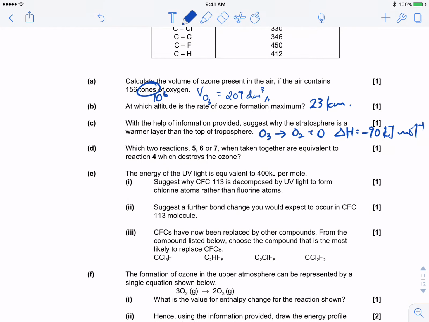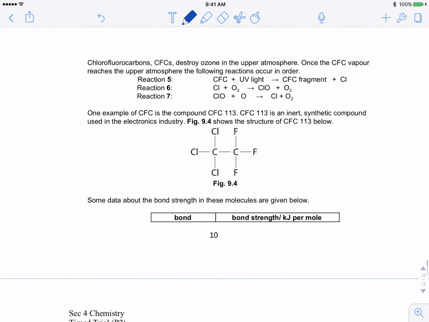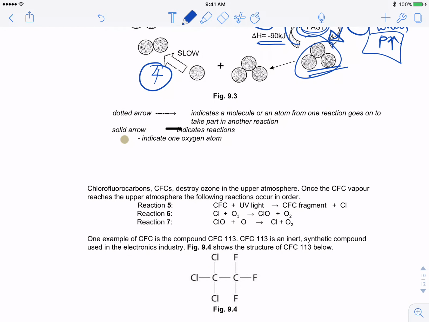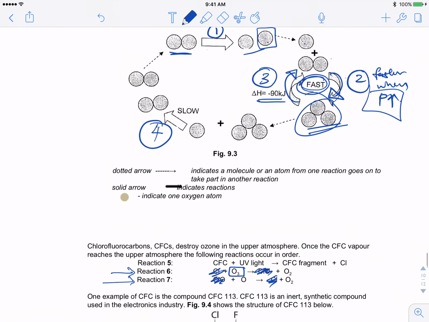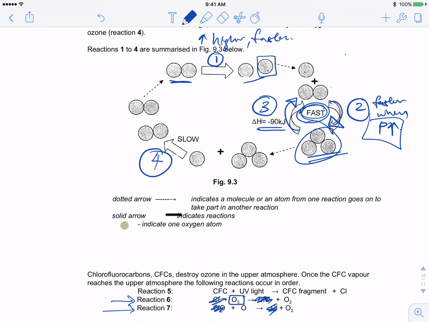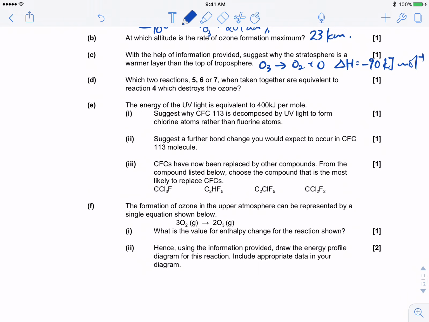D. Which two reactions, when taken together, are equivalent to reaction 4, which destroys the ozone? Okay, so you want to destroy the ozone. Here, there's the ozone plus oxygen gas. Okay, so it's actually this reaction plus this reaction. You'll see that I can cancel out this, this, this, and this. So it's actually O3 plus O gives us 2O2. So it's 6 and 7.